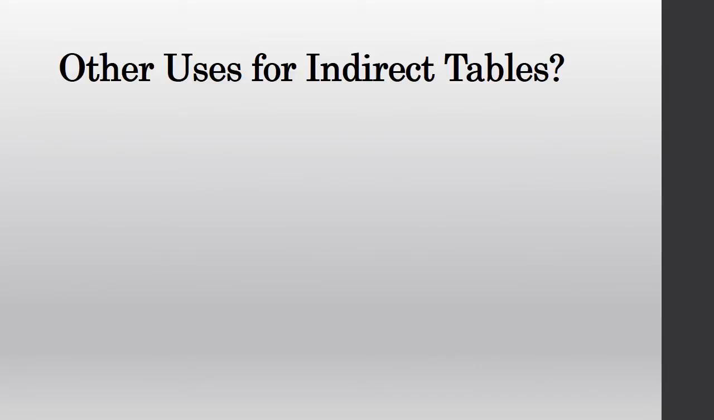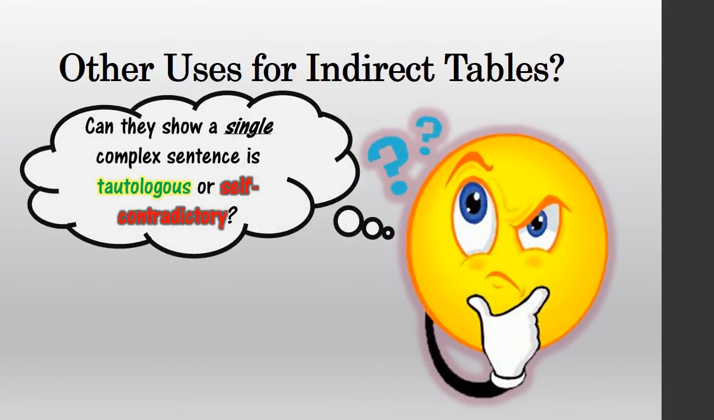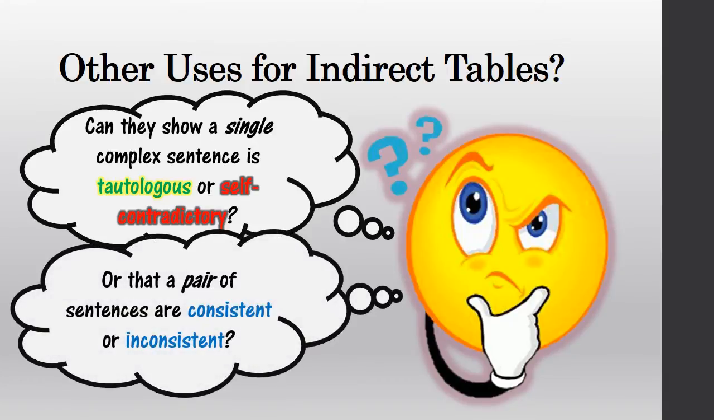Now, are there other uses for indirect truth tables? Well, how about we use them to show us single complex sentences are tautologous or self-contradictory? We used truth tables to do that before. We can shorten our techniques here. Or we can show that a pair of sentences is consistent or inconsistent with one another.